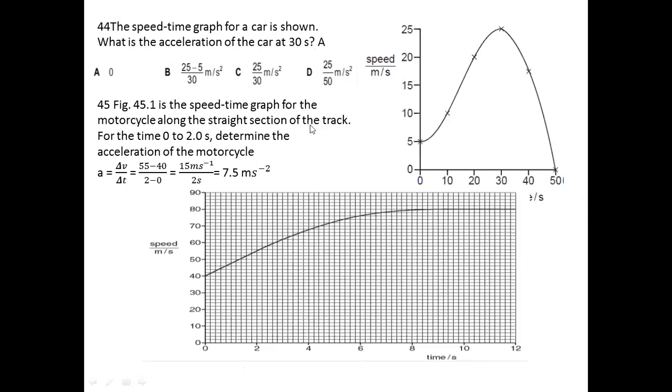Next question. The figure shows the speed time graph for a motorcycle along a straight section of the track from time 0 to 2 seconds. We have to calculate the acceleration from 0 to 2 seconds. Acceleration is change in velocity over change in time. At 2 seconds, the speed is 55 meters per second, right? And at 0 seconds, the speed is 40. So we have 55 minus 40, and the time interval changes from 0 to 2, 2 minus 0. The answer becomes 15 divided by 2. Answer is 7.5 meters per second squared.